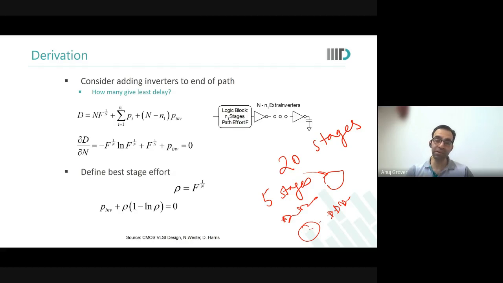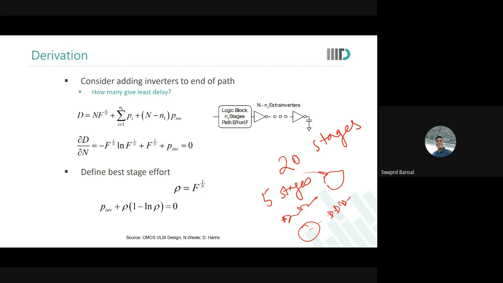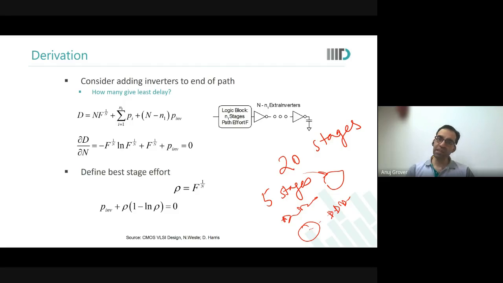What did we do in the last slide? What did I compare in the last slide? You add more stages, so area increases if you add more stages. Okay, now we are saying the number of stages is fixed. So I'm not adding more stages. I'm just changing the location of combinational logic versus inverters. Will there be an impact on area?